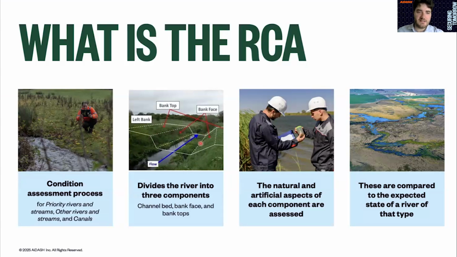And within these areas, separately, the natural and artificial aspects of each component are assessed. And then they're compared to an expected state of the river based upon the overall type of river. So the RCA divides rivers into different types depending on whether they're high up in the watercourse, where they might be rocky and canyony and descend very steeply. That has different properties than a very slow flowing river at the bottom of the watercourse length. So these natural and artificial aspects are compared to what you would expect for that river type, and then a score is generated. And then there are other things that the RCA does to calculate your final condition score.